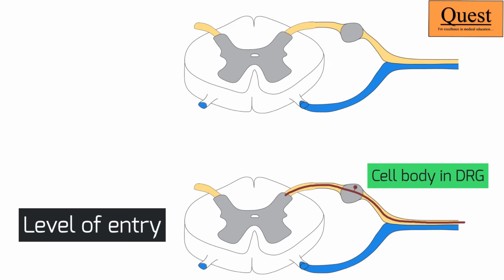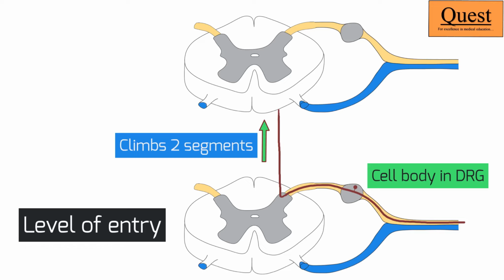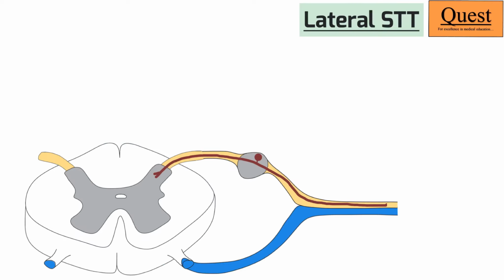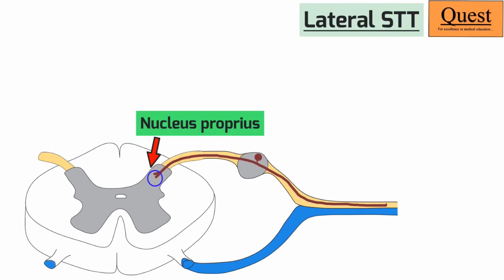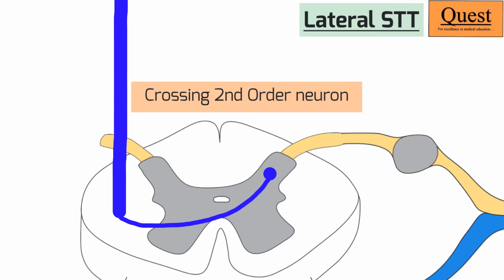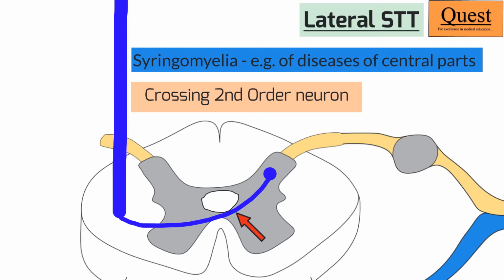A peculiar aspect of this neuron is that in some cases, the fiber might climb up 2 to 3 segments to enter the posterior horn at a slightly higher level. Now, when the first order neuron ends, the second order neuron emerges from the nucleus proprius in the posterior horn of the gray matter. This second order neuron will cross the midline and ascend upwards in the lateral column of the opposite side. This is called the lateral spinothalamic tract. The crossing fibers are going to pass quite close to the central canal and are therefore at risk of damage due to lesions which are around the central parts of the spinal cord.